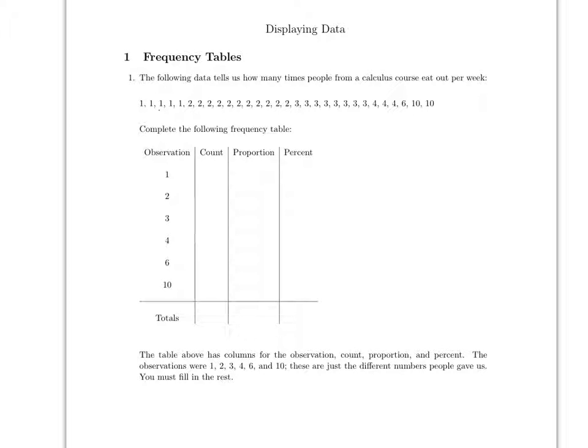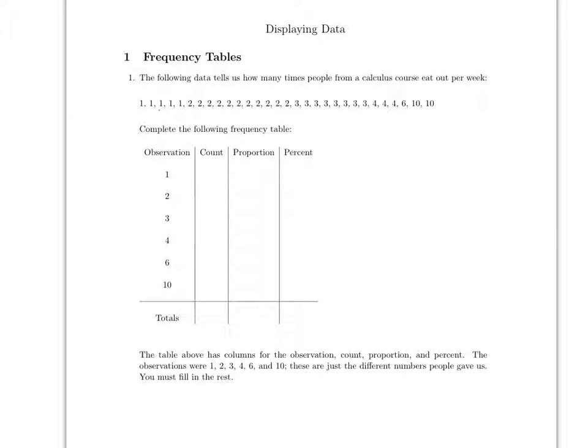The first column is for observations. This is the things people tell us. This could be the number, this could be the color of your eyes, so your observation goes on the left. Then the count, that's also called the frequency, how many times people give us those answers, proportion, and then percentage. Notice we have totals down at the bottom as well, and we'll talk about kind of how we find those.